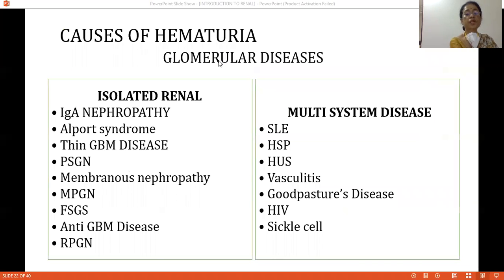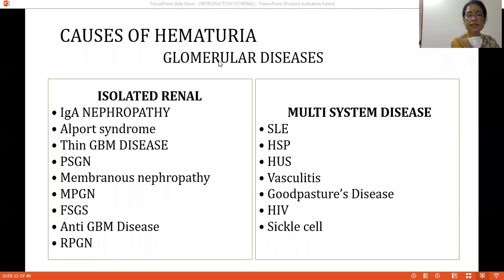Okay. Then causes of hematuria: these are the causes, isolated renal disease and multisystemic disease. Isolated: IgA nephropathy, Alport syndrome, thin glomerular basement membrane disease, post-streptococcal glomerulonephritis, membranous nephropathy, then membranoproliferative glomerulonephritis, focal segmental glomerulosclerosis, then rapidly progressive glomerulonephritis.